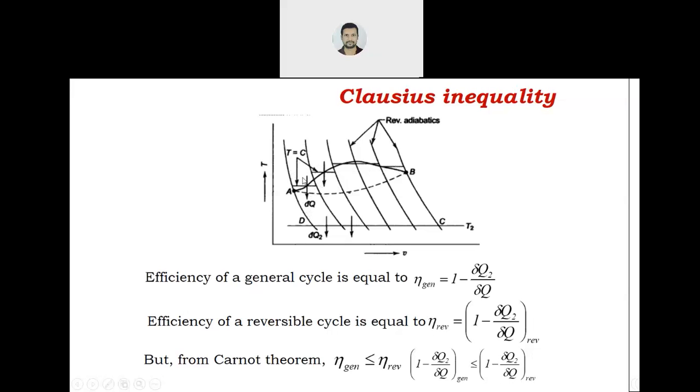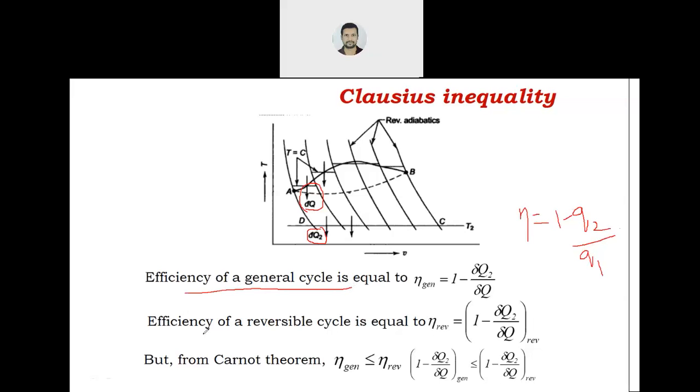Now we have already read what the efficiency is, and how to represent it. Efficiency is given by nothing but 1 minus q2 by q1. Now what is q2? What is q1? q2 is nothing but the heat rejected and q1 is the heat supplied or heat added. Now here in this case, which is the heat added and which is the heat rejected? This dq is heat added and dq2 is heat rejected. So replace it, you will get 1 minus dq2 by dq. This is the efficiency for any general cycle.